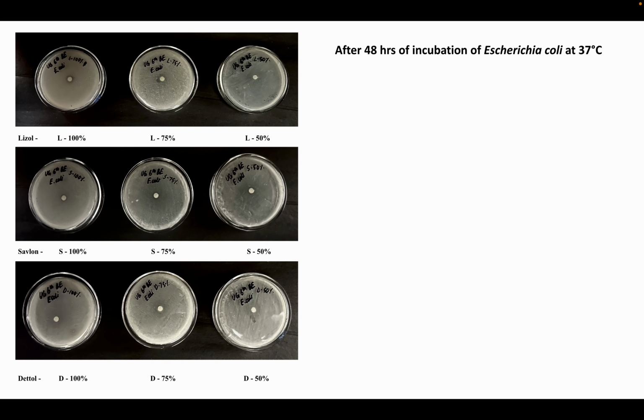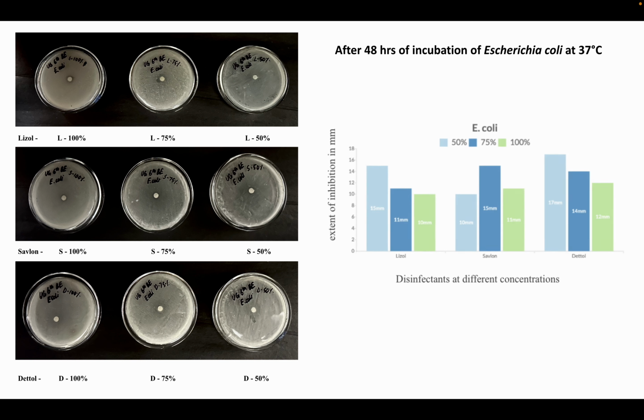For Escherichia coli at 37 degrees Celsius after 48 hours of incubation, we again took 9 different readings, and we got a different type of result. For Lysol, the highest zone of inhibition was seen at 50% concentration. For Savlon, the highest was again seen at 75% concentration, and for Dettol, it was seen at 50% concentration.